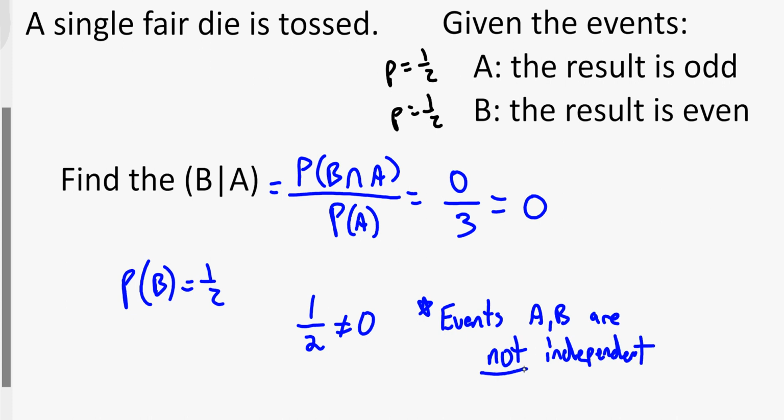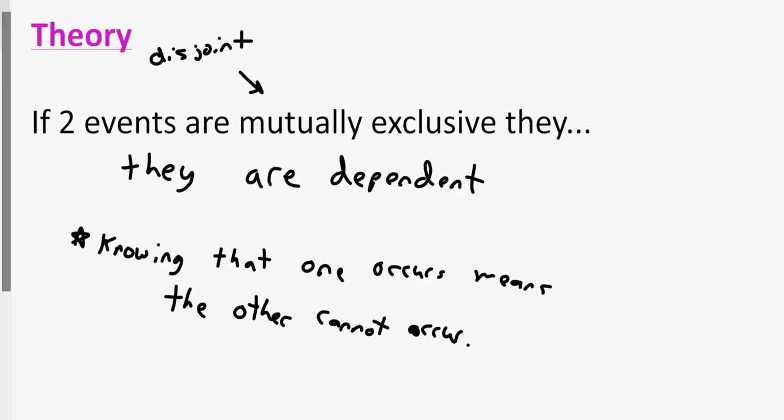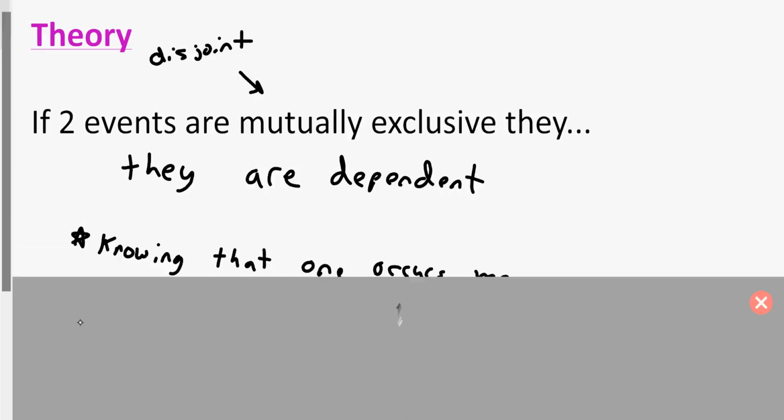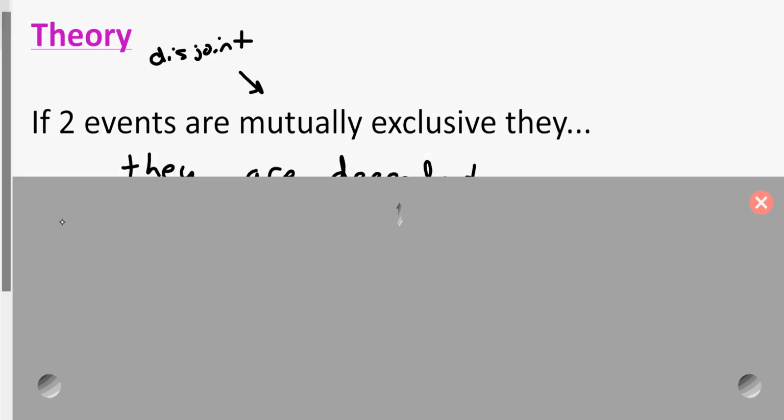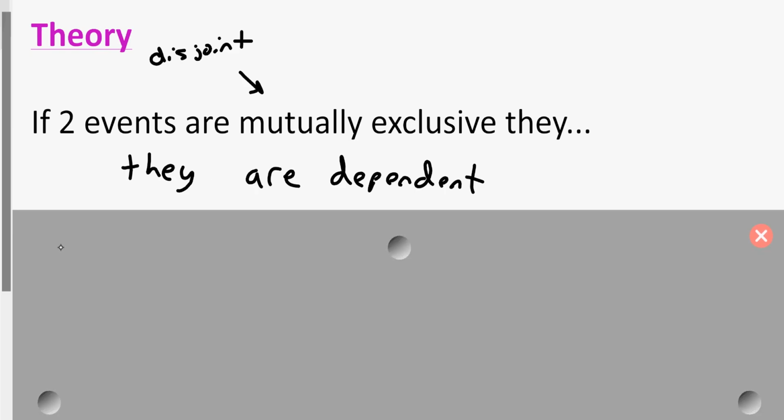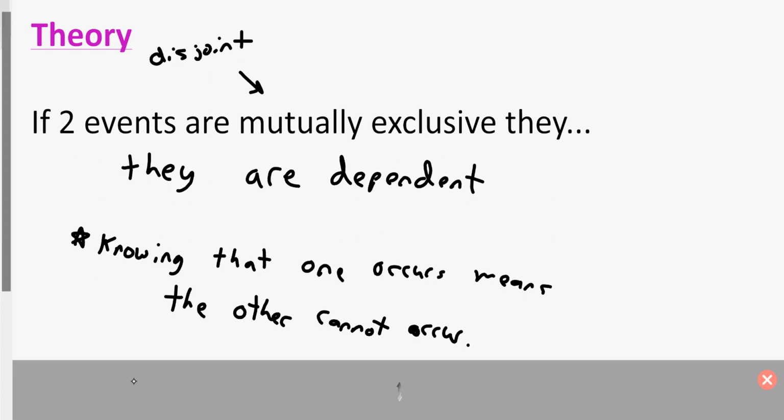So, a little theory here. Mutually exclusive, also known as disjoint, as there's no overlap, are always dependent. They're not independent. So if two events are mutually exclusive, they are dependent. If one happens, the other one can't. That's just naturally the case. Knowing that one occurs means the other one cannot occur. So they are definitely dependent. So don't get independent and mutually exclusive mixed up.